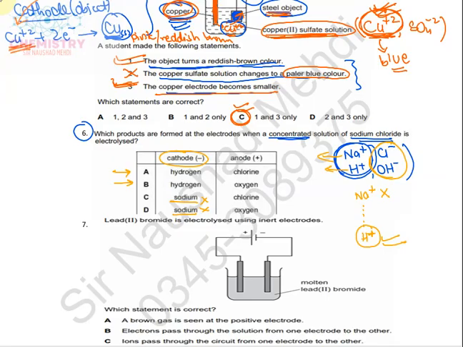So you have two anions, chloride ion and hydroxide ion, and you can see the solution is concentrated. Concentrated means that the chloride ion will be in more quantity and the OH ion in less quantity, right? So the ion in the greater quantity will get discharged. So the chloride ion will get discharged, and you will get chlorine gas out of it. So option A is the correct answer for this.